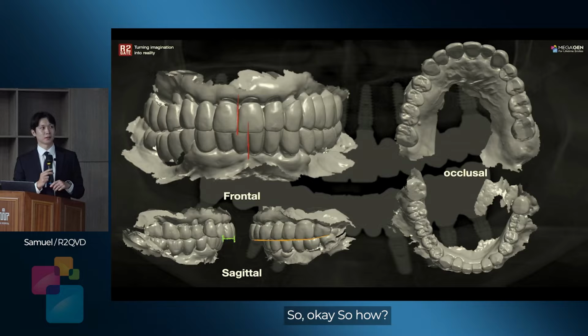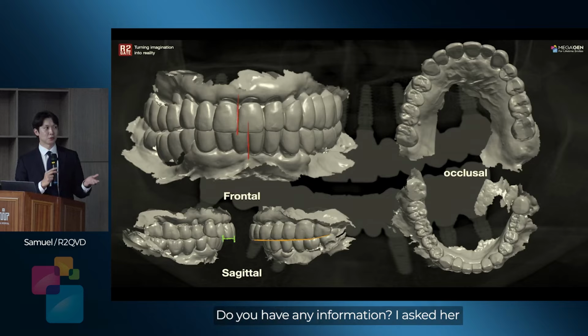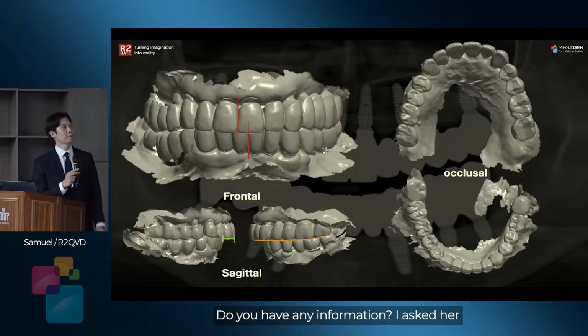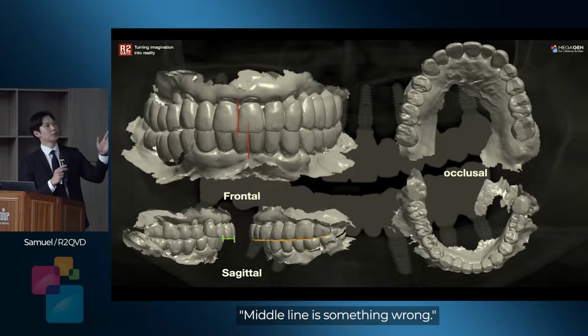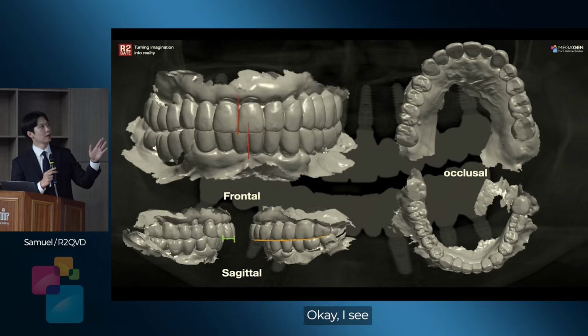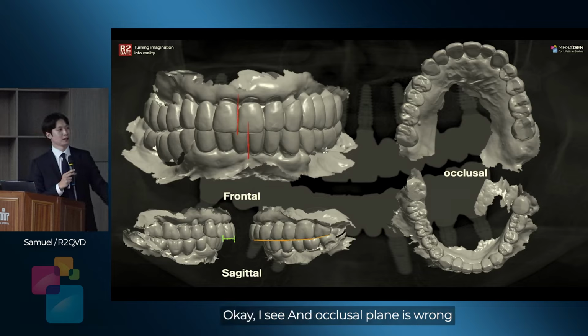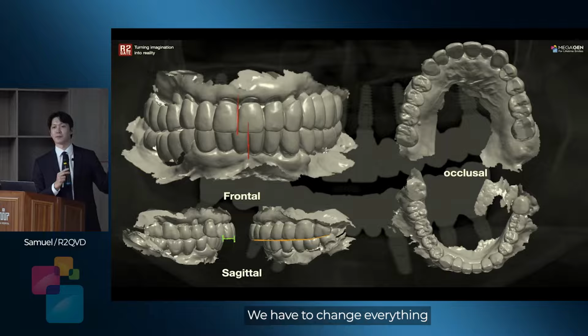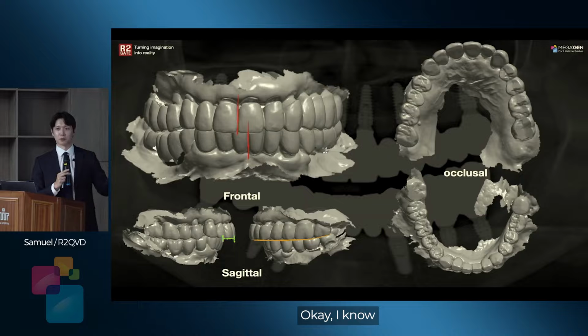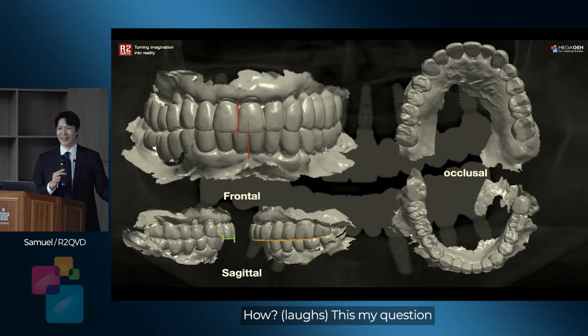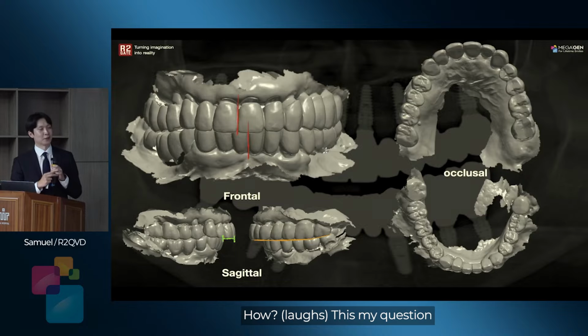So, okay, how about our tooth position? Do you have any information? I asked her. She said, the midline is something wrong. Okay, I see. And the overjet is something wrong. Okay, I see. And the occlusal plane is wrong. We have to change everything. Okay, I know. But how? This is my question.